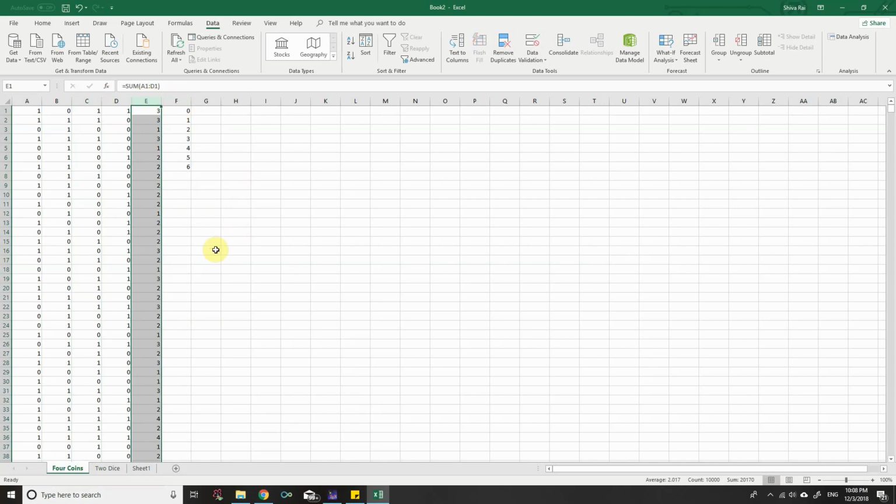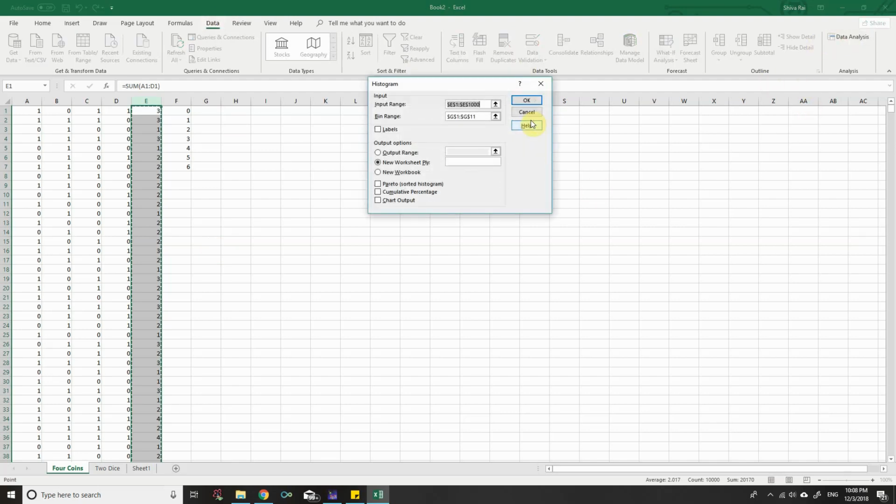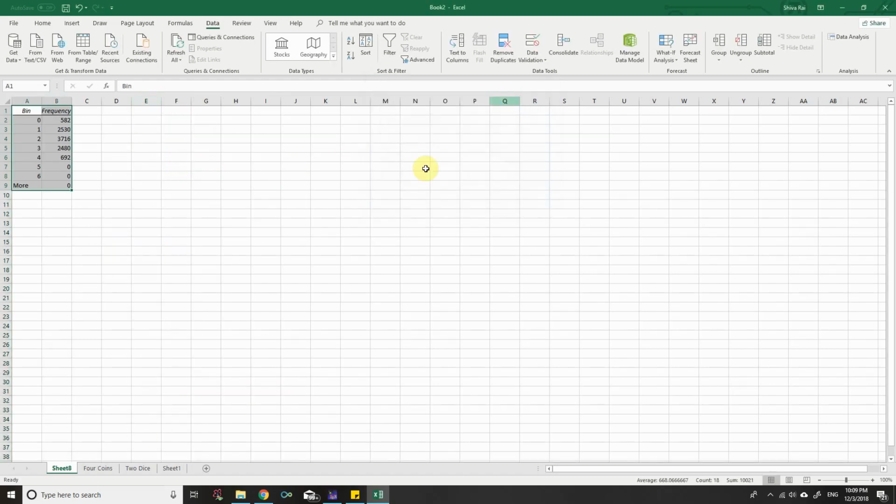Now let's go for 4 coins at first. Go to data analysis, histogram, click on OK. The input range is E1 up to E10,000, and the bin range is F1 up to F7. Alright, click on OK. Then in the worksheet for the histogram for coins, we have this. Sum 0 is 582, and you can see other values also. For sum 3, there are 2480, and for 4, 692, and 5 and 6 are 0. Okay, that's fine. Now let's draw the histogram.